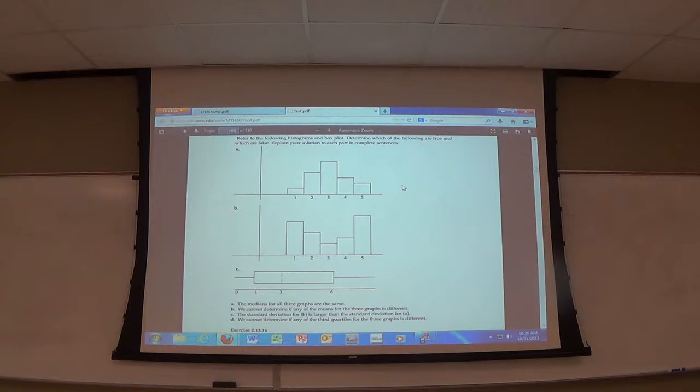All right, part B. We cannot determine if any of the means for the 3 graphs is different. That's kind of a weird statement, huh? We cannot determine if any of the means is different. So in other words, we're trying to see if they have different means. And the question is, can we not do that? Would it be possible to tell if the means are different? You might answer this different ways depending on how you look at this. What's your gut feeling? Can we identify differences in the means from these graphs?